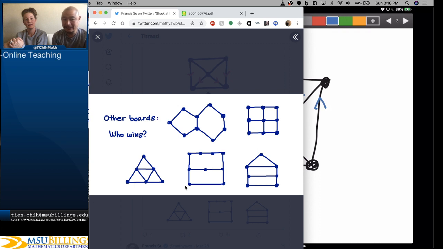He drew some examples of some other boards. If you play on these, ask for which one of these does player one have a strategy to win? For which one of these does player two have a strategy to win? And for which one of these is there neither a strategy for player one nor for player two to win? And then make up your own boards. Draw your own graphs.